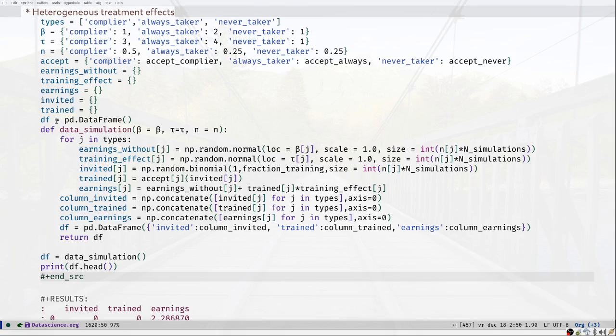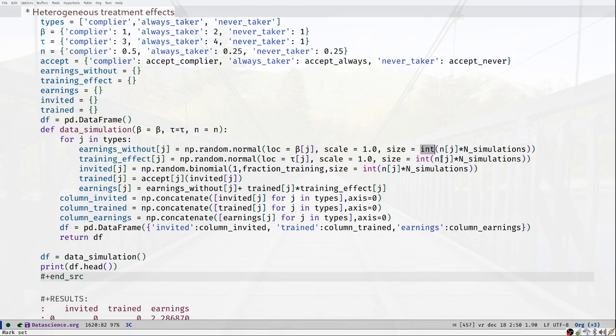So for the first iteration over types, we look at complier, and that means that the mu, or the log in this case, is going to be equal to 1. In all cases we assume that the standard deviation is equal to 1 as well. And the size of these draws, so how many draws I take from this normal distribution, is determined by the fraction of compliers, which in this case is half, times the number of simulations, which was 10,000. So this needs to be an integer.